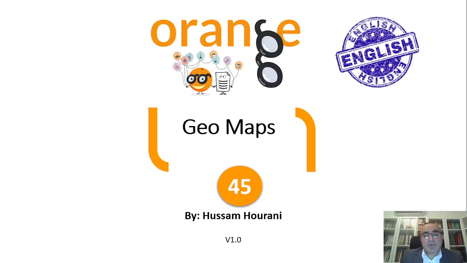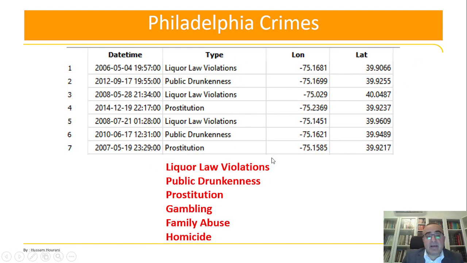Hello, this is Hussam Hourani, and today we'll talk about a very interesting subject, which is geographic maps, geo maps, in Orange data mining. Before I give you an example and show how to implement it in Orange data mining, let's have a quick brief about the dataset we will use.